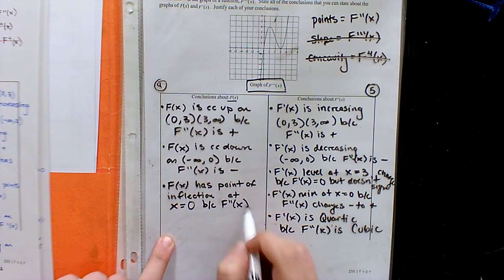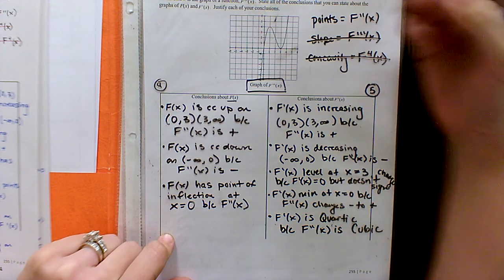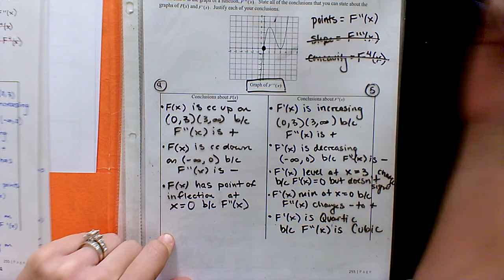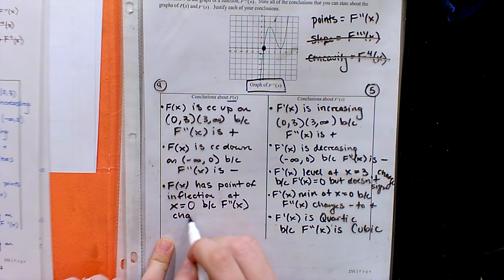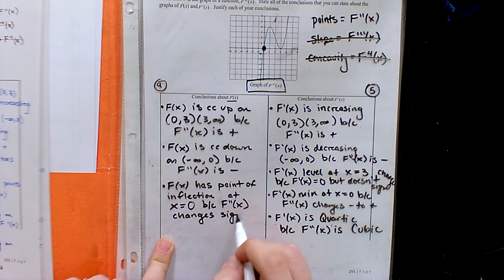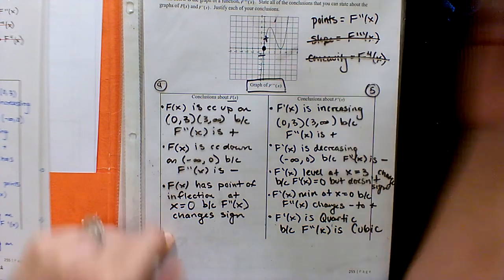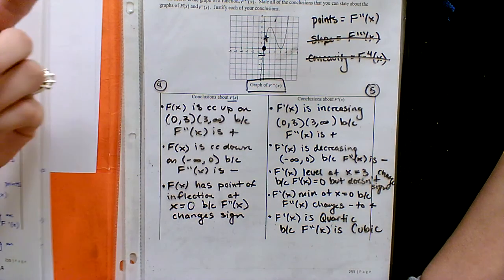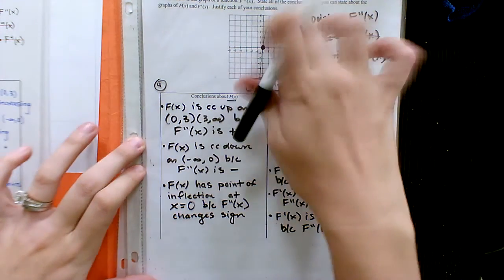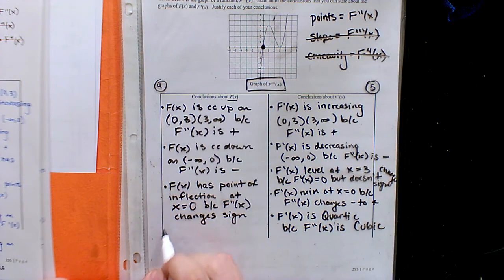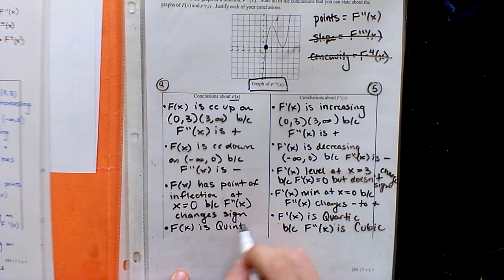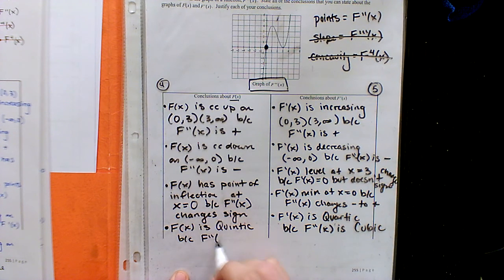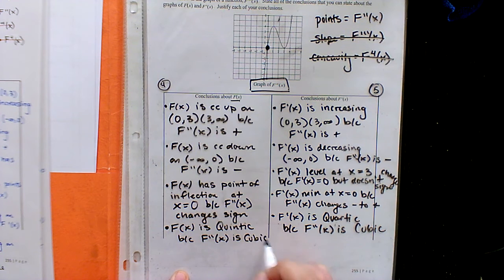Now, our justification should be because f double prime does something. What's special about this spot at 0 on the f double prime graph? It changes sign. Since it changes from negative to positive, f of x is changing from concave down to concave up, which is a change in concavity. So it's a point of inflection. All right, one more. F of x is quintic because the second derivative is cubic.